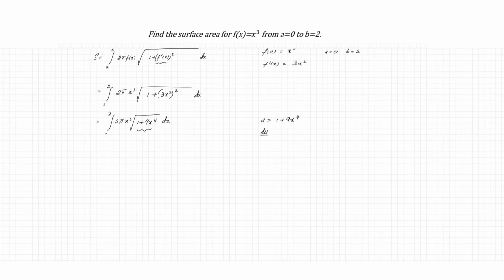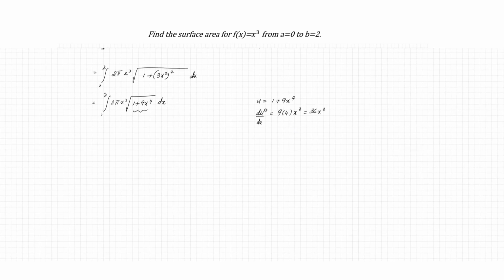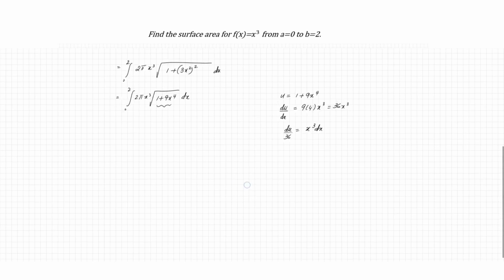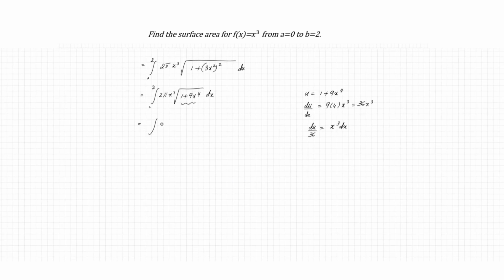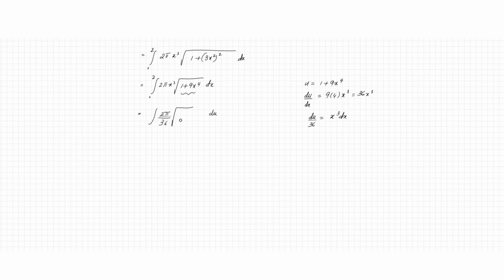I need du over dx. I'm going to differentiate this with respect to x, which gives me 9 times 4 times x cubed. So that's 36x cubed. Now to substitute du into this, I have x cubed dx, so that's du over 36 equals x cubed times dx. I'm going to plug that in. So I have 2 pi x cubed dx is du over 36, and we have root u, where u equals 1 plus 9x to the power 4.